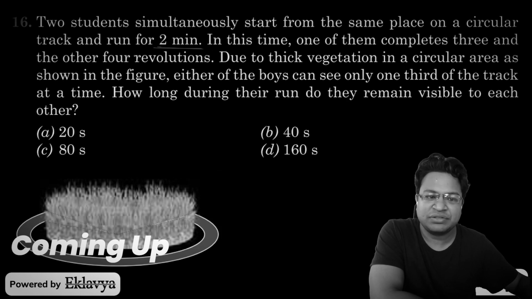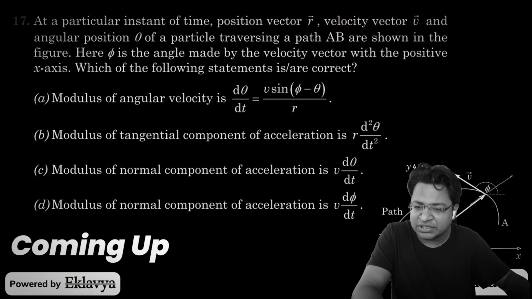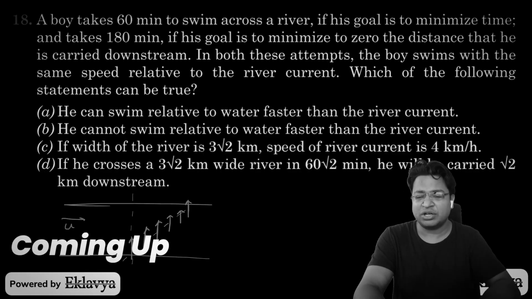In this time, one of them completes three and the other completes four revolutions. Again, this is an important piece of information. If I extend this line, this angle becomes theta and this angle becomes phi minus theta. But their motion is not along that direction.